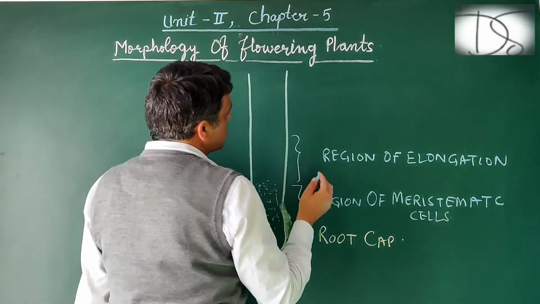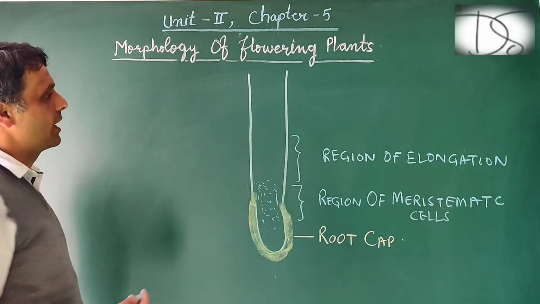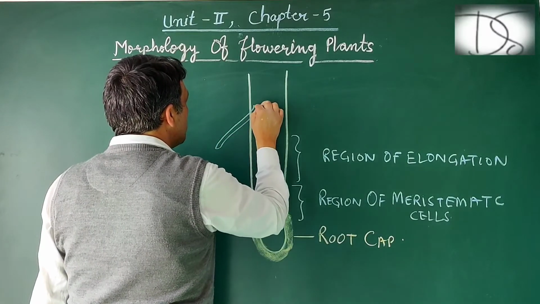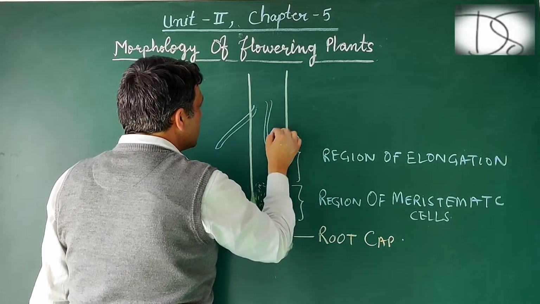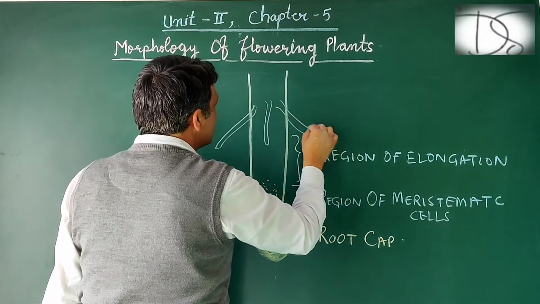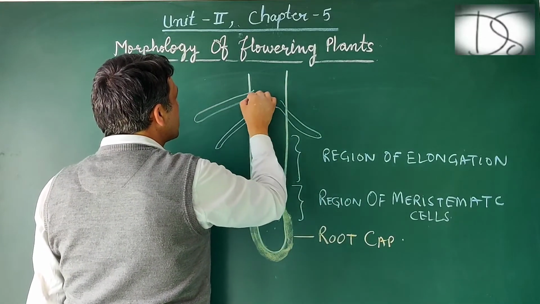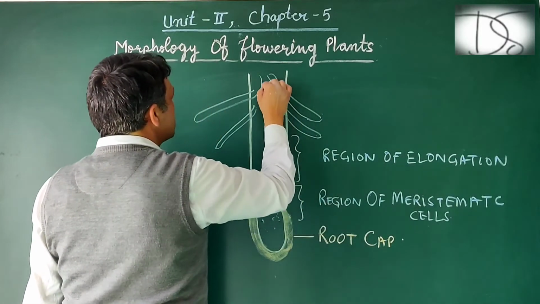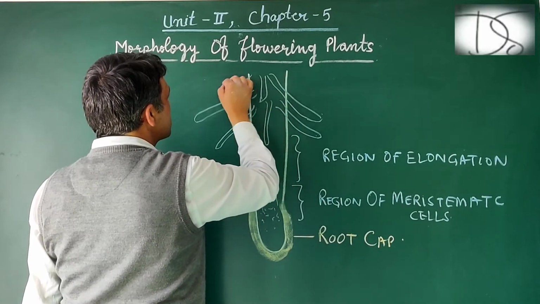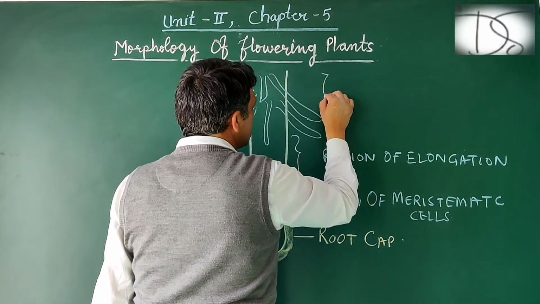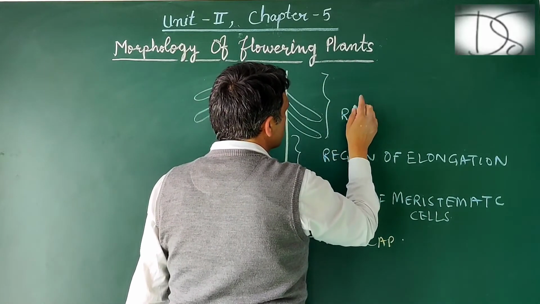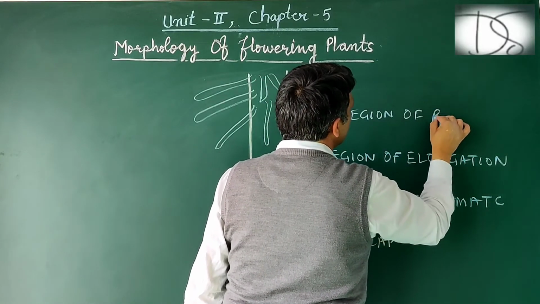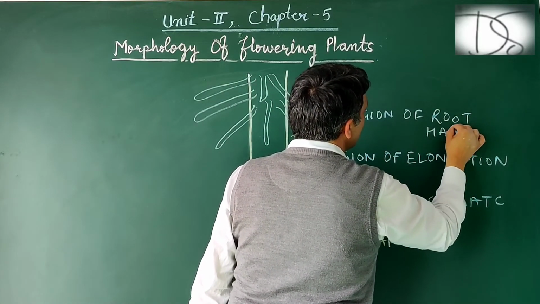And when we talk about the 4th region, this is known as the root hair zone. In this region are present some outgrowths which are known as root hairs, and obviously this is the main region where the absorption of water and minerals takes place. So there are fine hair-like structures present in this region, and this region is known as the root hair zone or region of root hair.